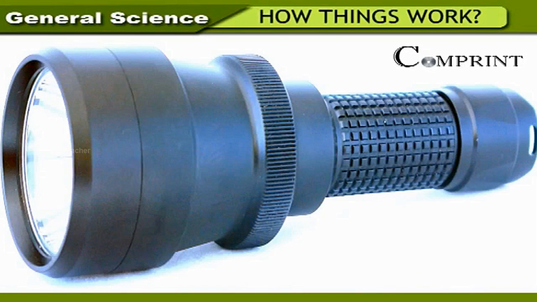The bulb glows when it is switched on with the lid closed. When the switch is on, the circuit is completed, the current flows through the circuit and the bulb glows.